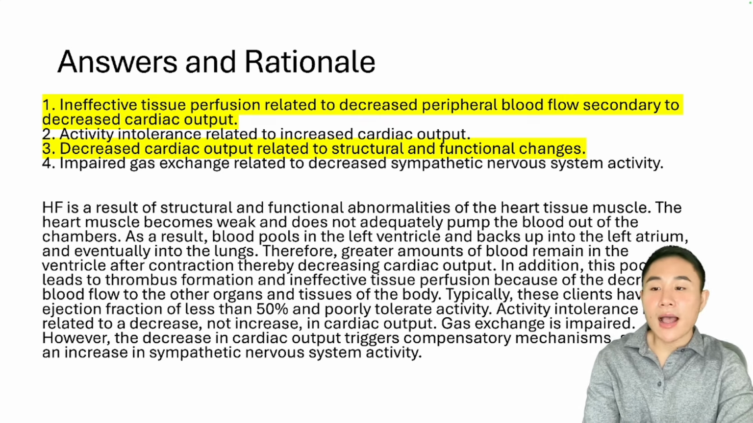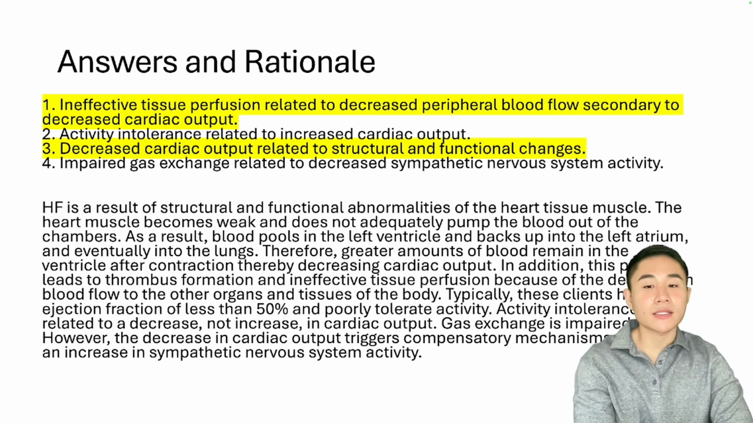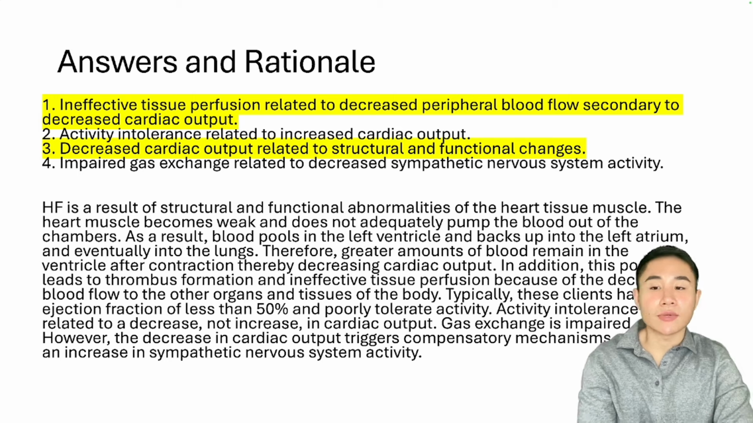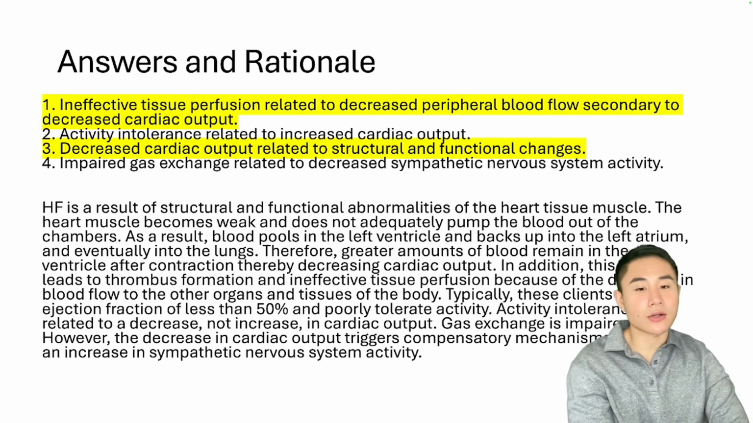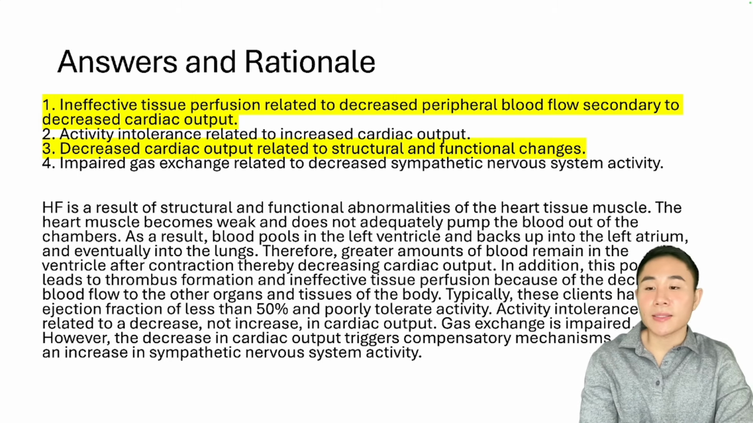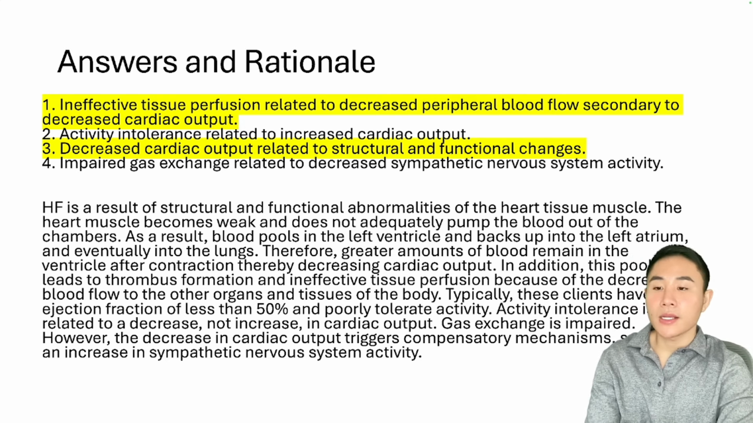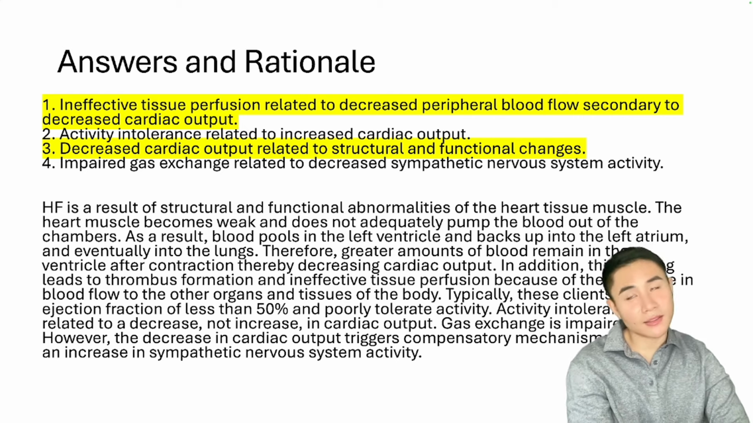Typically, these clients have an ejection fraction of less than 50% and poorly tolerated activities. Activity intolerance is related to a decrease, not an increase, in cardiac output. Gas exchange is impaired, however, the decrease in cardiac output triggers compensatory mechanisms such as an increase in sympathetic nervous system activities.